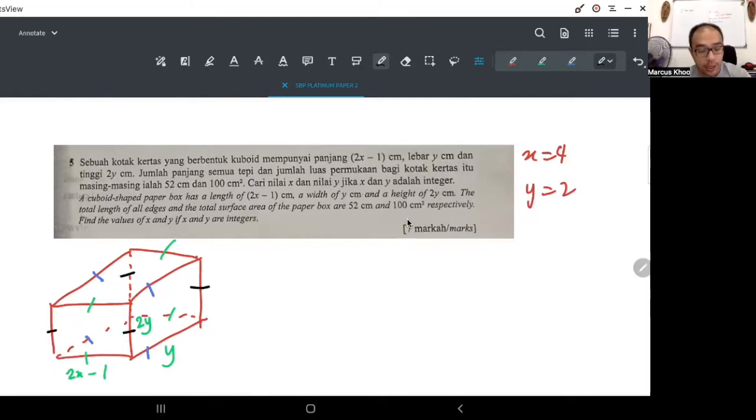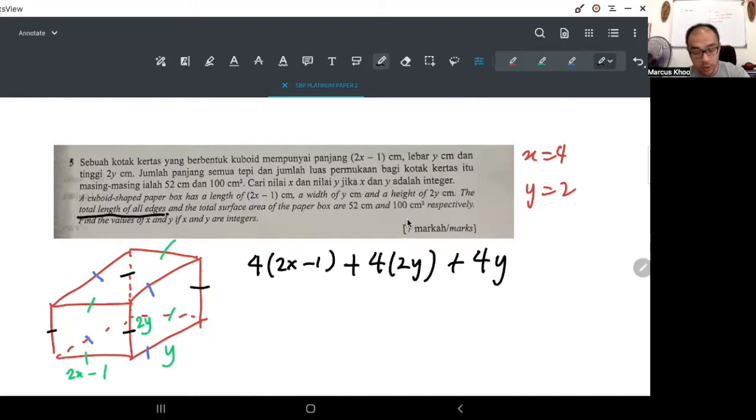So if the total length of all the edges, which means 4 times (2x minus 1) plus 4 times 2y plus 4 times y, equals 52. First equation, or this is a simultaneous equations question.